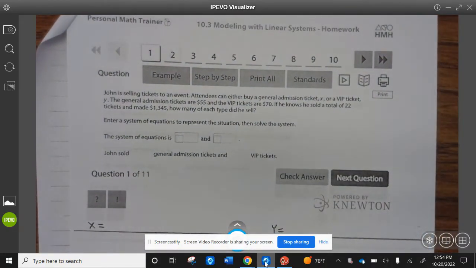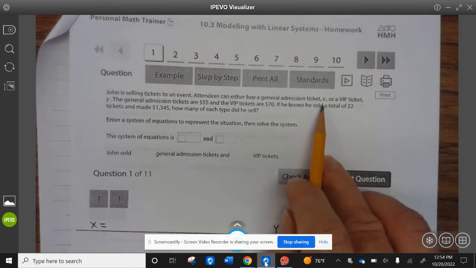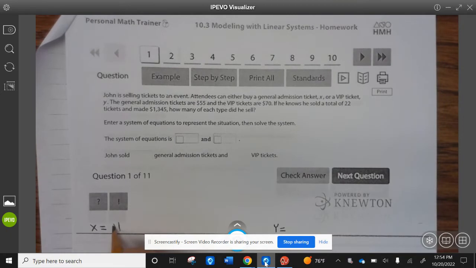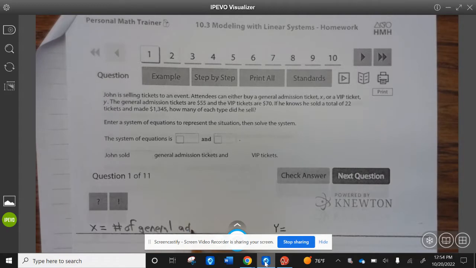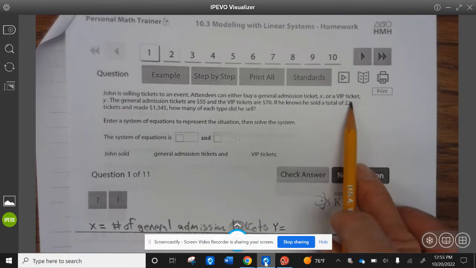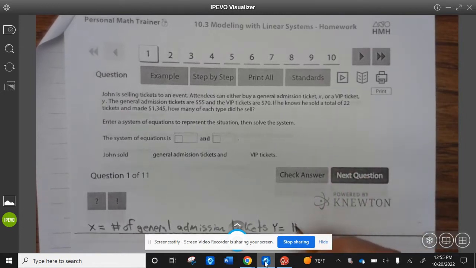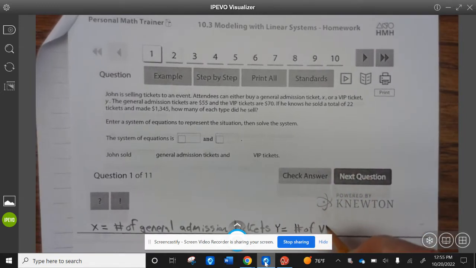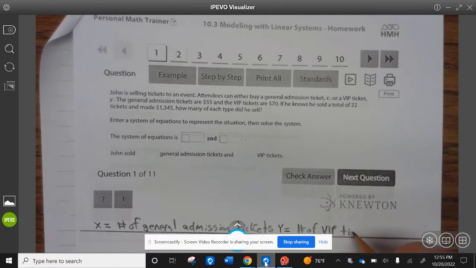John is selling tickets to an event. Attendees can either buy a general admission ticket X. So let's start by defining the variables. X is the number of general admission tickets. Now, VIP tickets Y. So Y is the number of VIP tickets.